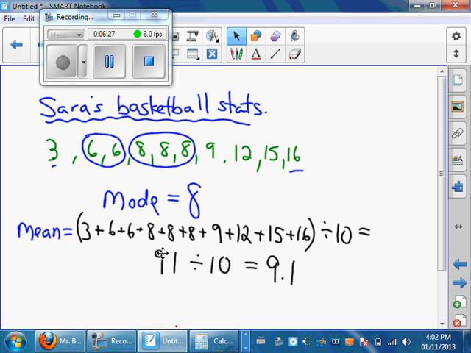So this is a summary of mean and mode. Let's check in on our next video section, which will be dealing with median and range.